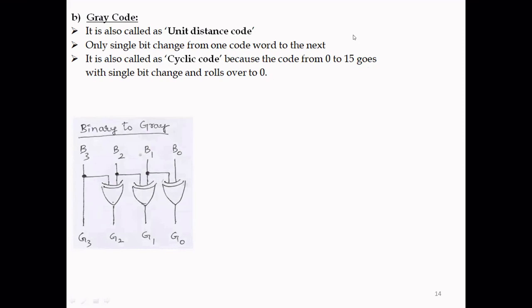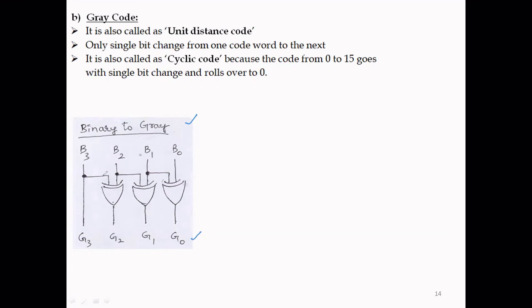See, a binary number is given. How to convert it into gray? Binary to gray code converter. Let us say B0, B1, B2, B3 are the binary digits, and G0, G1, G2, G3 are the gray code. Using a simple XOR gate, we can convert from binary to gray.